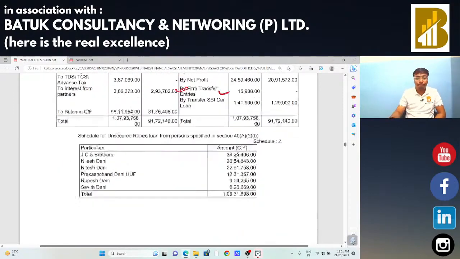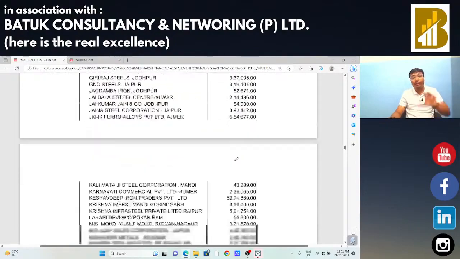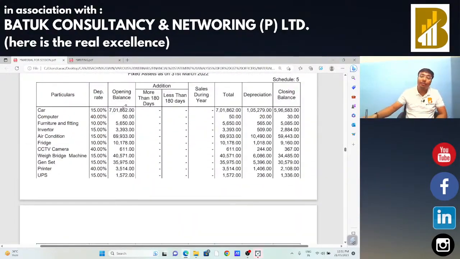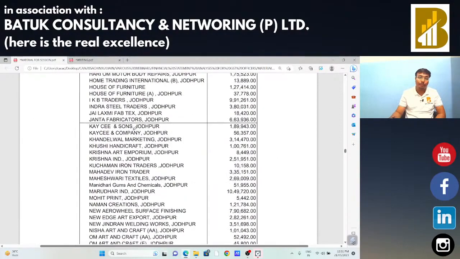Okay sir. Now there are certain annexures available, and the fixed asset chart is also available. In that particular case also there is no addition, no sales in that financial statement's fixed assets chart, so there is no significant issue for us in that particular case.